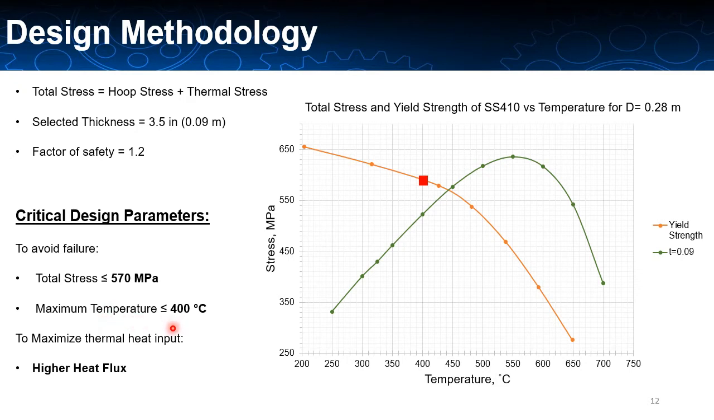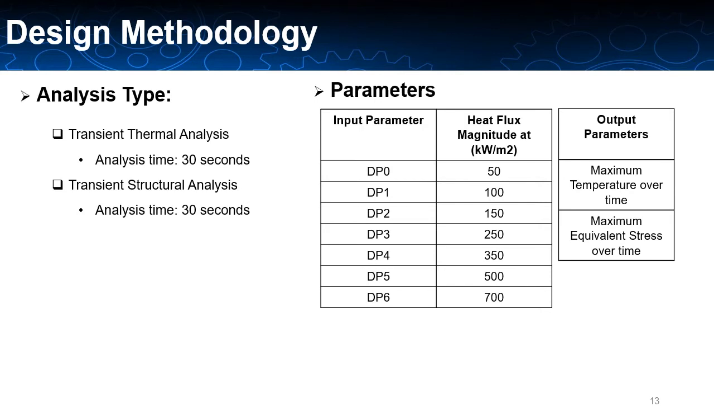But also, we want to maximize the thermal heat input, so we need to find the highest heat flux that we can have and still avoid failure. The analysis types used in this simulation are the transient thermal analysis and the transient structural analysis. I ran both of them for 30 seconds. It could have been run for much longer, but due to the computational time and the limitation of my computer RAM, I decided to stick with 30 seconds.